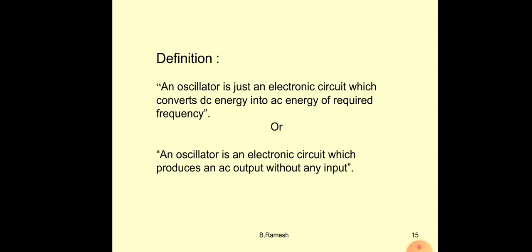Definition: an oscillator is just an electronic circuit which converts DC energy into AC energy of required frequency. An oscillator is an electronic circuit which produces an AC output without any input. So that is the definition of an oscillator. We are not giving any sine signal, we are not giving any source signal. By applying a bias voltage, a DC voltage, it will produce the sustained sine signal.